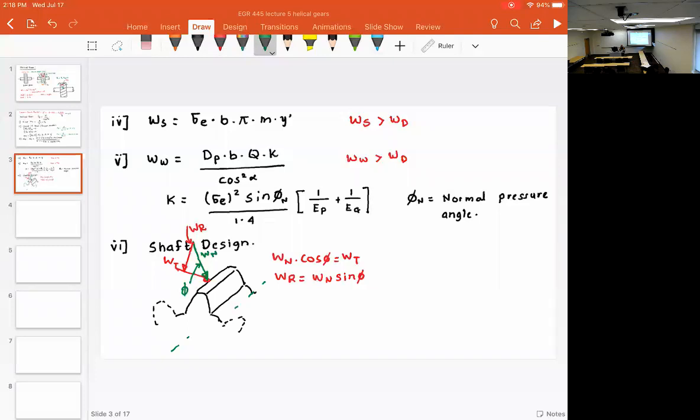So Wt will give you a bending moment. Wr will give you a bending moment. These two bending moments are perpendicular to each other. So you have to find out the resulting bending moment. And then you have to find out Teq is equal to square root of M resultant square plus T square. And then do the shaft design. This is the process that we used. This is for the spur gear.